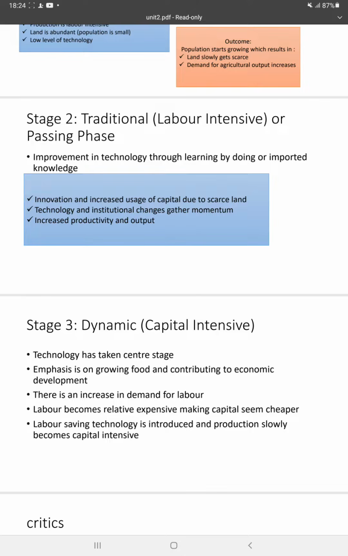Technology and institutional changes gathered momentum. There was increased productivity and output. So in the second stage, there was innovation and increased usage of capital, and then land starts becoming scarce. Technology and institutional changes gather momentum. There is increased productivity and output in the second stage.